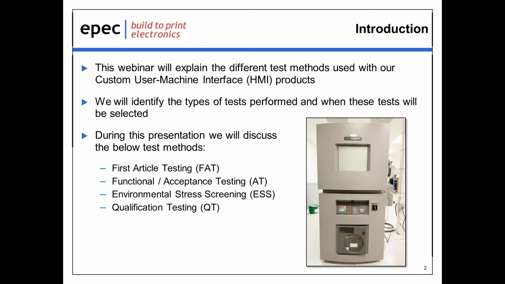These are used to identify different types of tests performed, and these tests will be selected. Some of the tests we'll be discussing today are first article testing, functional and acceptance testing, environmental stress screening, and also some qualification testing. Now, we don't use a lot of these tests on all of our product lines, but we do use them if requested by the customer if they have a need for some of these tests to be performed.